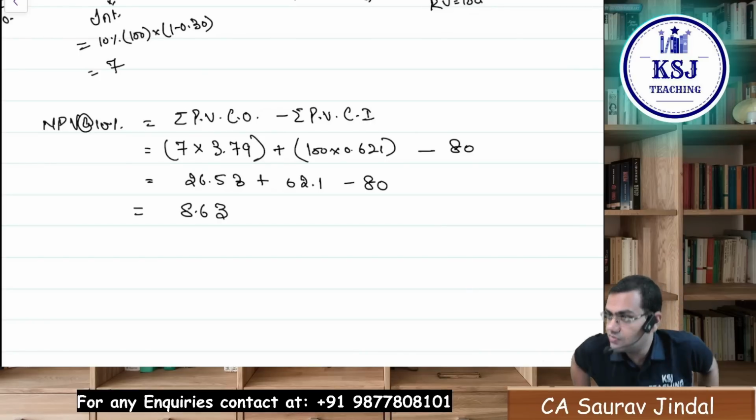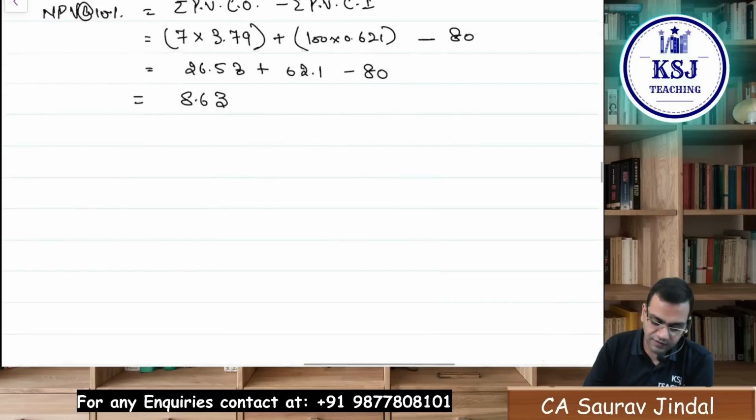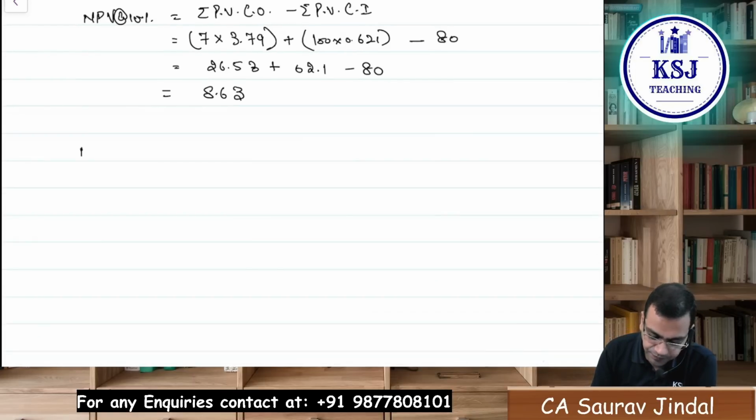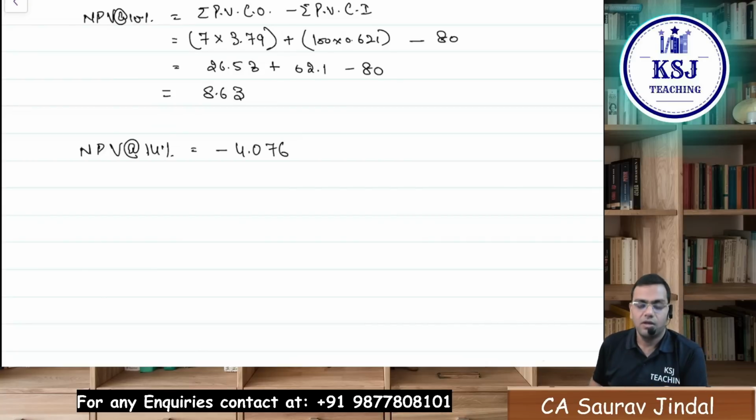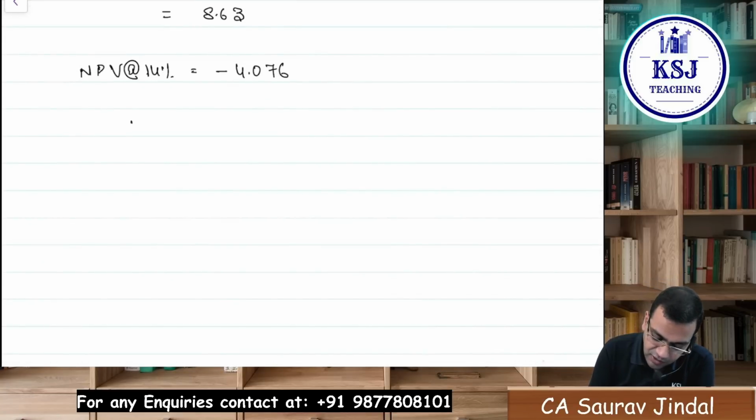So that means we need a higher rate. Higher rate at what percentage? 14%. That is a direct hint given in the question itself. So you will calculate NPV at 14%, which will come out to minus 4.076. Now you can go for interpolation. I will tell you how the interpolation is done.